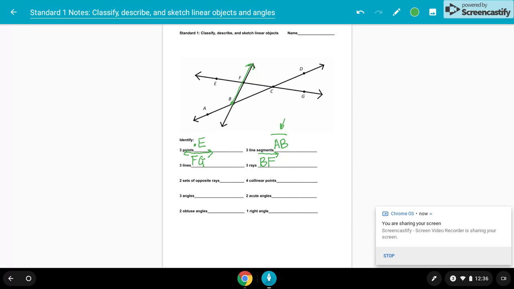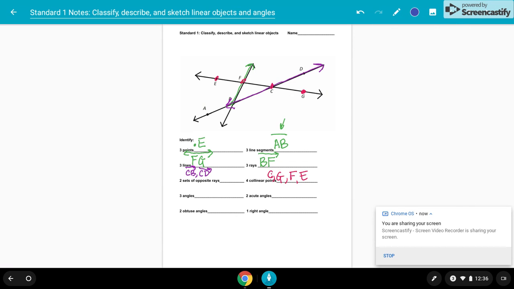2 sets of opposite rays. Well, we could say that CB and CD are opposite rays. So I would say CB and CD are opposite rays. 4 collinear points, you could say C, G, F, and E are collinear.